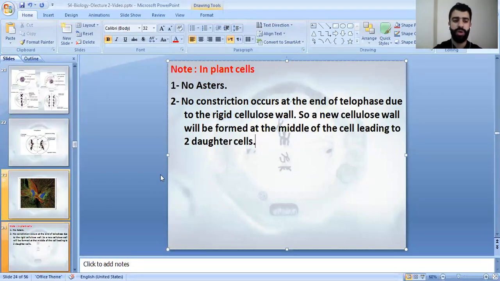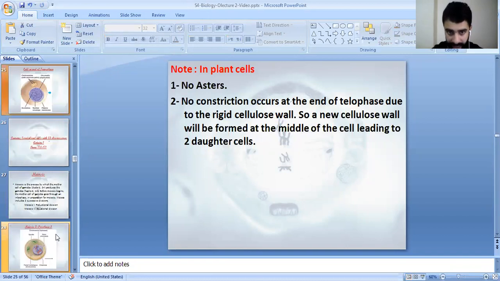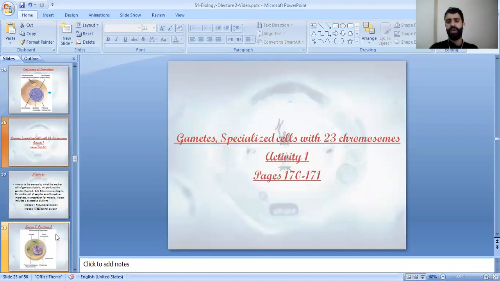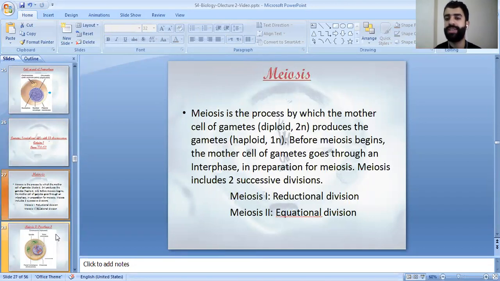And we have new cellulose forming around the plant cell. And interphase, we talked about interphase. Now let's move to gametes, specialized cells with 23 chromosomes. So here, we move to meiosis.